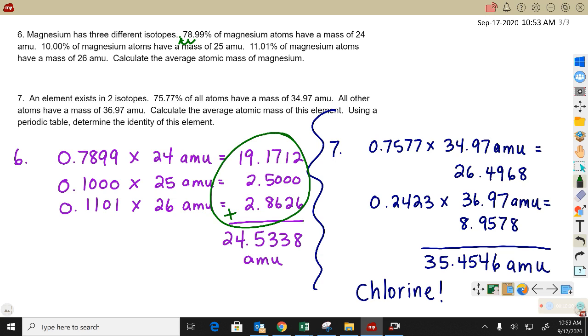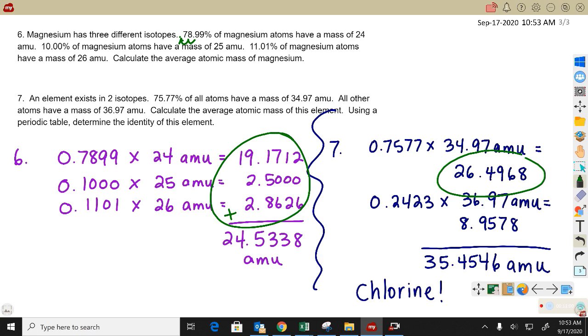With 7, I have an element that exists in 2 isotopes. 75.77% of the atoms have a mass of 34.97. So these numbers are a little bit more precise than the first one, which just gave us a whole number. The mass is 24. Okay, so I took that percent as a decimal, 0.7577, and multiplied by that particular mass, the 34.97, and then I get this fraction, 26.4968, and there were way more decimal spots, but I didn't want to go too crazy.